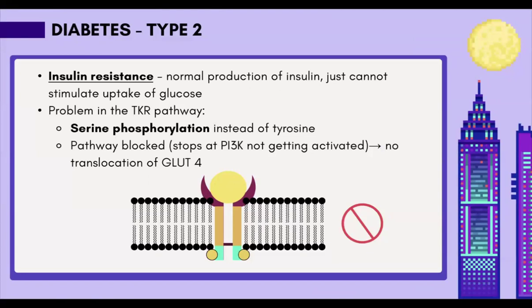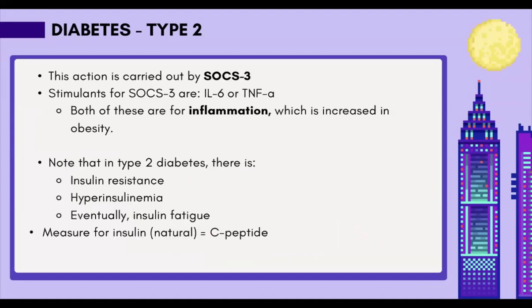So if it's being produced properly, then the problem has to be with the receptor or the pathway, somewhere in between. So the problem is in the tyrosine kinase receptor pathway. Instead of tyrosine getting phosphorylated, which is usually what happens, serine gets phosphorylated instead. So the problem happens right in the receptor, and you cannot get GLUT4 to come out. You can't even get the PI3K pathway to start because from the get-go, tyrosine was replaced by serine phosphorylation. This is done by an enzyme called SOCS3.